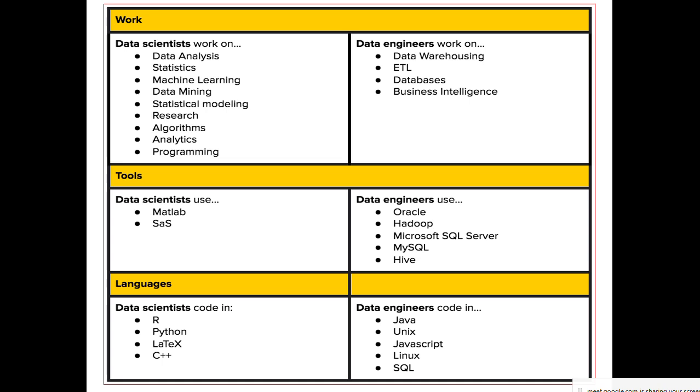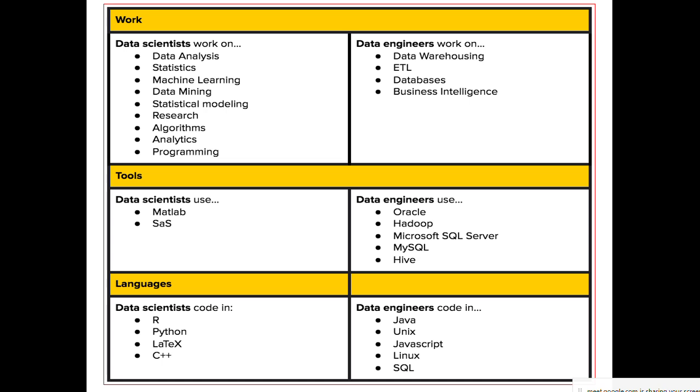Then we have three types we are categorizing, like data mining. A data scientist works on data analysis, statistics, machine learning, data mining, statistical modeling, research, algorithms, analytics, and programming. Data engineers work on data warehousing, extraction, transformation, and loading, the ETL tool, which is called a data warehousing tool. And we have the Informatica tool, and nowadays we have HBase, Hive, Zookeeper, NoSQL. These are the ETL tools, databases, business intelligence.